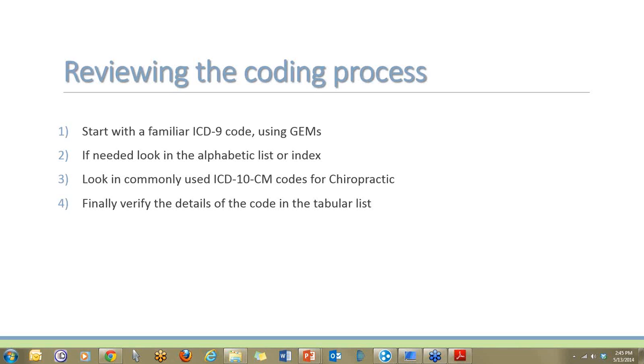So, okay, well, moving along now, let's get into the actual coding process. How are we going to take our current ICD-9 codes and, using a formula, transition into ICD-10 or start to find an ICD-10 code? The first thing you're going to do is start with a familiar ICD-9 code using the General Equivalent Mapping System. And then if needed, you could look in the alphabetic list or index, and then finally you arrive at the tabular list.